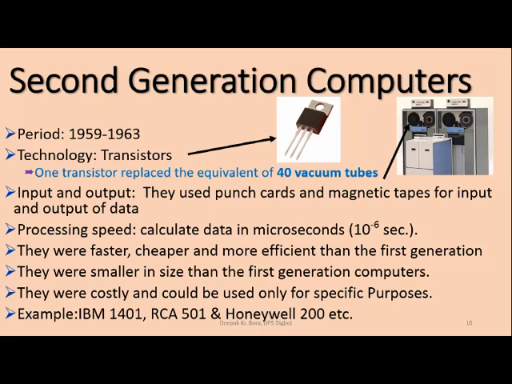Input and output: they use punch card and magnetic tapes for input and output of data. Processing speed: it calculates data in microseconds, that is 10 to the minus 6 seconds. They were faster, cheaper, and more efficient than the first generation computers. They were smaller in size than the first generation computers. They were costly and could be used only for specific purposes. Examples: IBM 1401, RCA 501, and Honeywell 200.